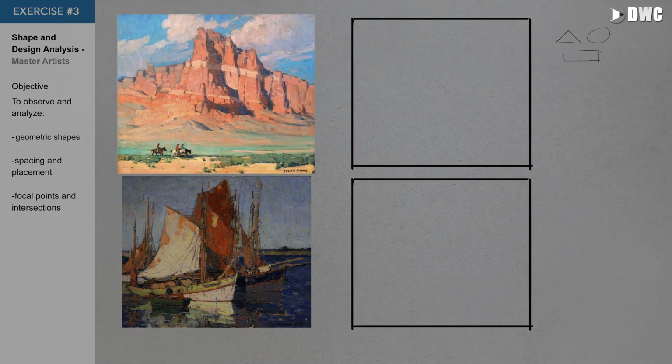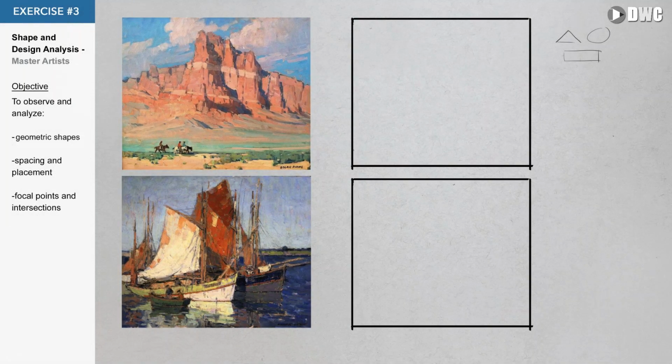Look at this first one, upper left. Let's just start with the ground. That's an obvious rectangle. Do we see any other obvious geometry? Do you see any triangles? Of course, you have a mountain. But the mountain is not a perfect triangle. It's got a little bit of blockiness to it.